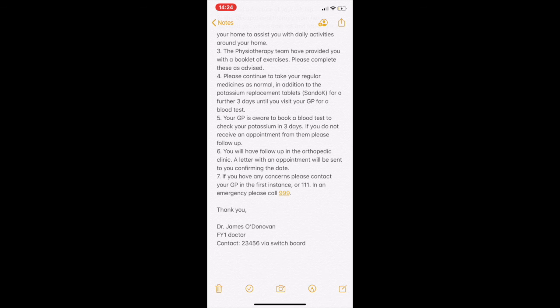I also make sure that if she has any concerns, she contacts her GP or 111, or in an emergency calls 999. I then sign off the letter with my name, my position, and then I leave my contact details at the very end of the letter should the GP need to get in contact with me.